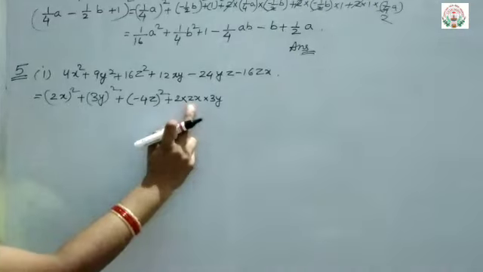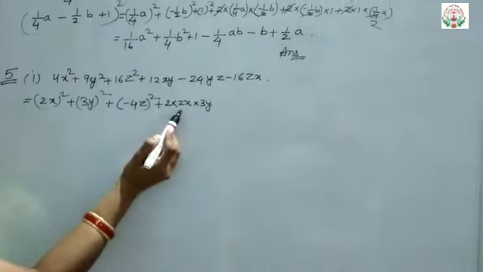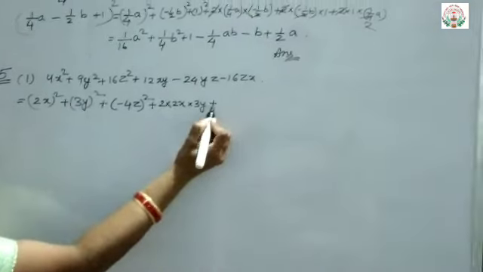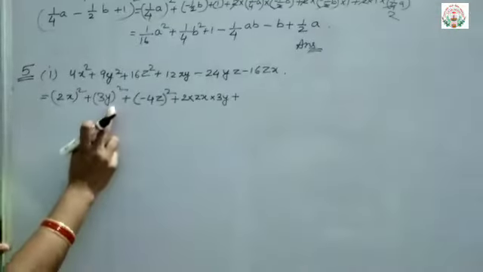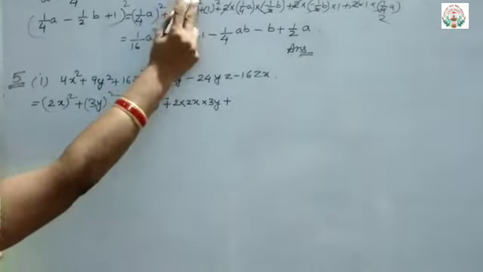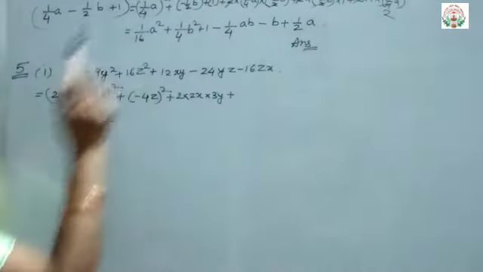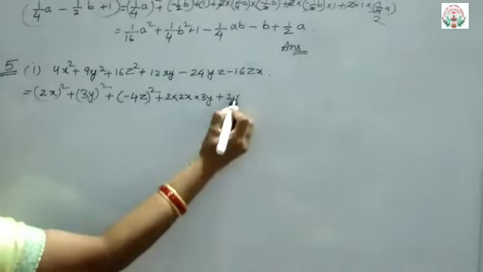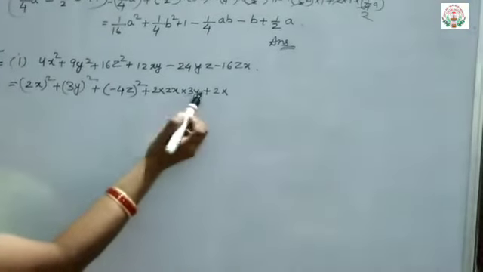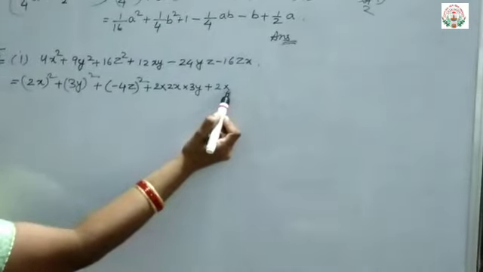2 2s are 4. 4 3s are 12. Got 12 value. That means this is correct. Now plus, same way. Why are we doing this? Because it is in the form of this identity. You can see a square plus b square plus c square plus 2ab plus 2bc plus 2ca. Understood? So that's why now 2 into what is next value is 2ab, then plus 2bc.